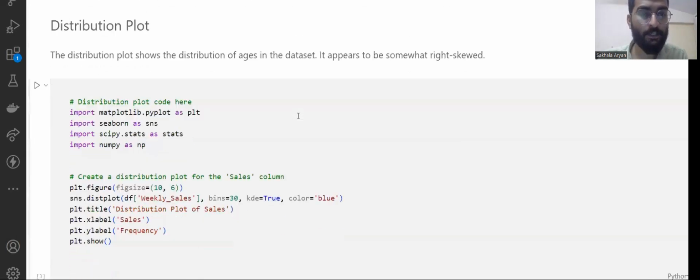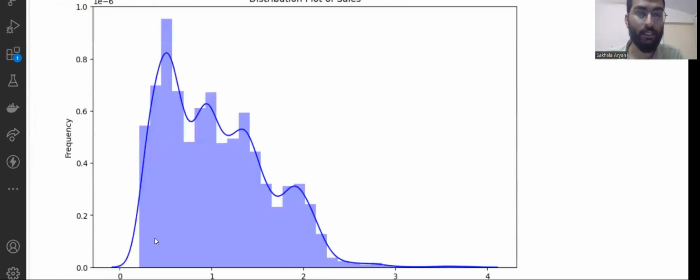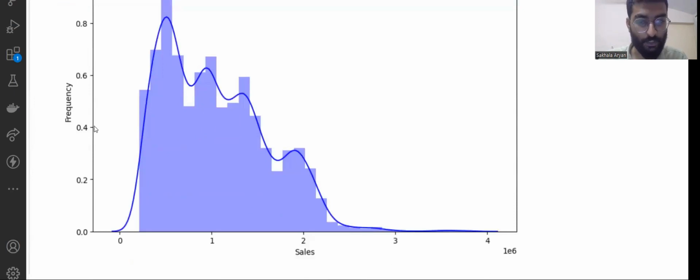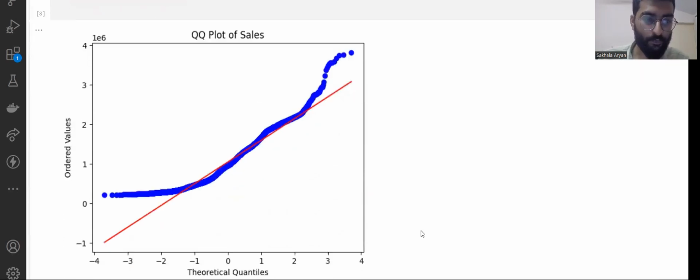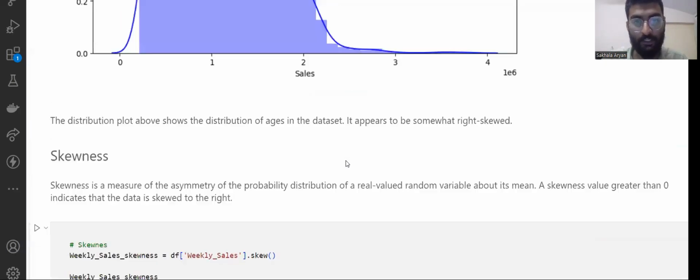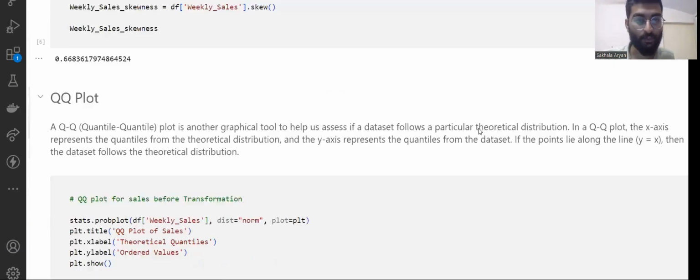This is my data. I'll find out the distribution using a histogram or distribution plot, which has frequency on the y-axis and my data on the x-axis. I can clearly see the tail is towards the right side, so it is right skewed. Next, a quantile plot for sales data, theoretical versus sample quantile. The red line is basically your normal distribution, and if your curve is above the red line, it is called positively skewed or right skewed. Same thing we can see in our histogram, right skewed or positively skewed.